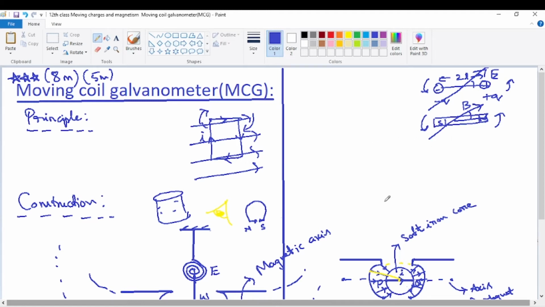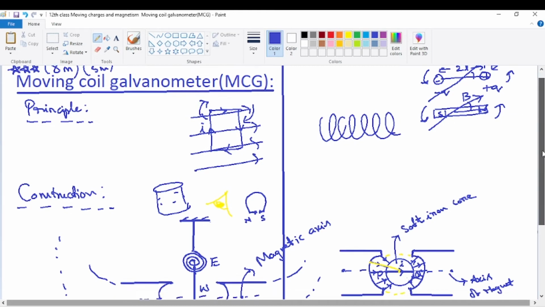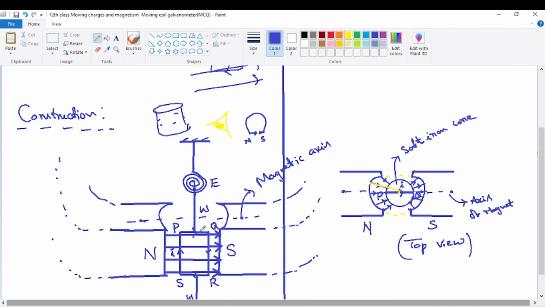Now the same thing happens here. Now you take a coil. Now I'm taking a circular coil. Each turn in the coil is a circle, so it's called a circular coil. But whatever coil we are using here is a rectangular coil. Each turn is a rectangle. Here only one turn is shown, like that many turns will be there.